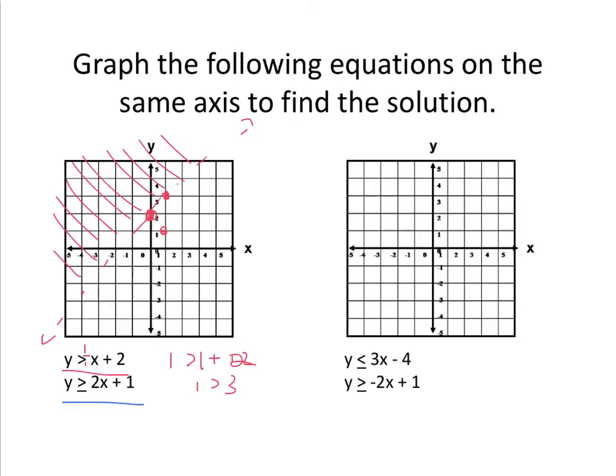Y is greater than or equal to 2x plus 1. Oops, sorry, let me erase that. Okay, this should be on the 1. Rise 2, run 1. Okay, this line is filled in because it's greater than or equal to. And I'll choose the same point here of 1, 1. So 1 is greater than or equal to 2 times 1 plus 1. 1 is greater than or equal to 3. Okay, that is not true, so I'm going to shade the opposite side, which would be over here.